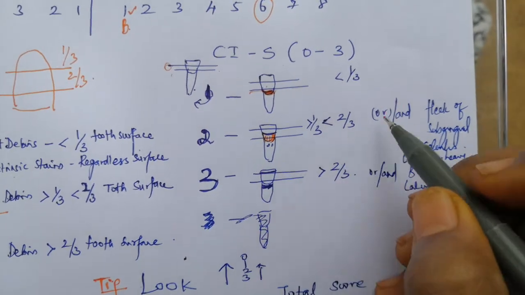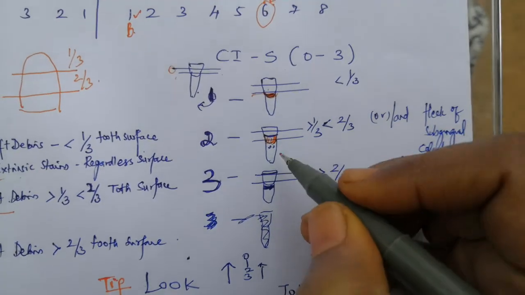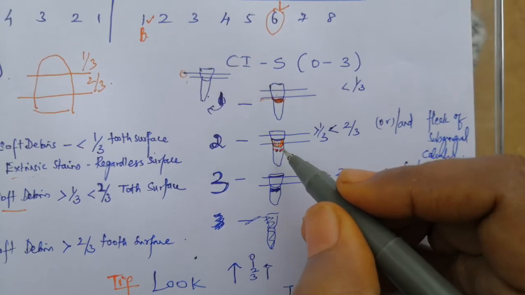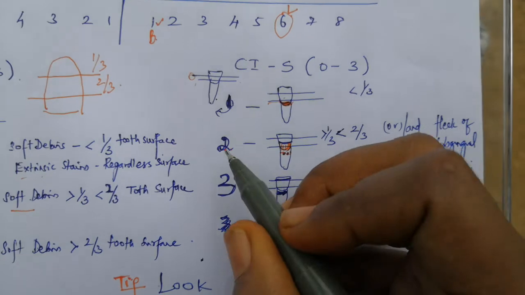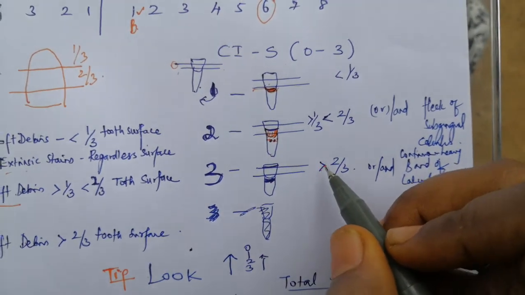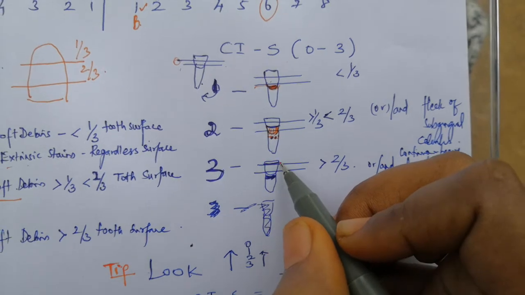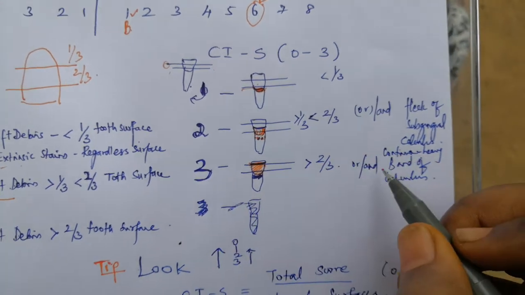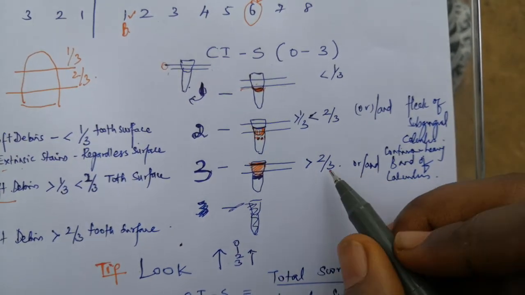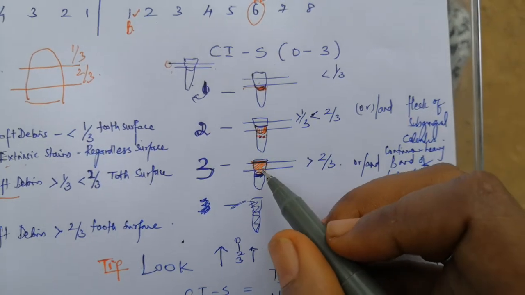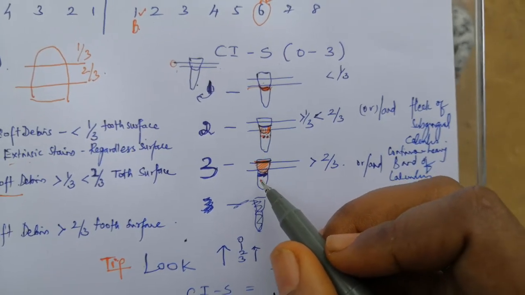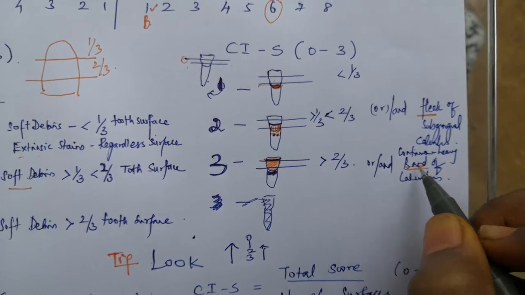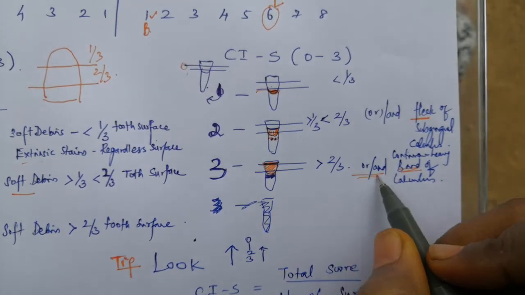Score 2 also has one more criterion, flecks of subgingival calculus. Subgingivally, when you run the explorer or the probe, you will see flecks here and there. Flecks of subgingival calculus, then it is 2. Then if the calculus is greater than 2/3, till here, supragingivally, then you can score 3. Or, and if both are present, it's fine. Or if you don't have supragingival calculus but you have a band of subgingival calculus, here it's flecks, here it is a band of subgingival calculus. Band means 3. You remember this.